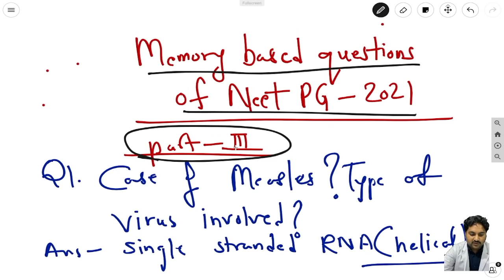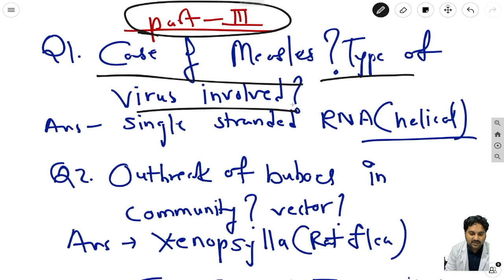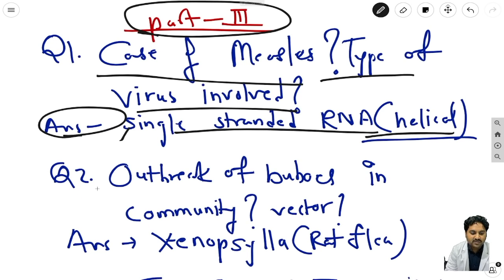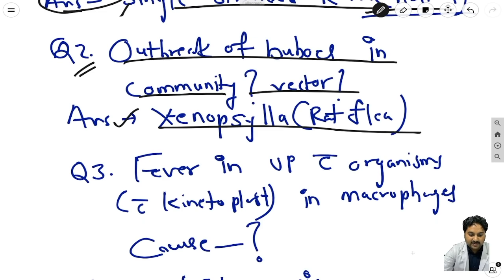So question 1 of part 3 is a case of measles. Which type of virus is involved in a case of measles? It is a single stranded RNA virus, helical in nature. Second question, outbreak of buboes in the community, the vector is Xenopsylla cheopis, that is the rat flea. Answer is Xenopsylla cheopis.